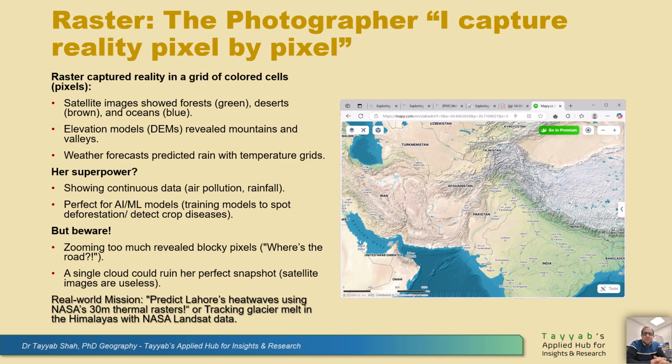But be aware, zooming in too much reveals blocky pixels where the road is. A single cloud could ruin her perfect snapshot. So satellite images are useless if there is cloud coverage. So you can predict heat waves using NASA's 30-meter thermal rasters, or track glacier melt in the Himalayas with the NASA Landsat dataset. So these are the real world missions you can consider when you're talking about raster datasets.